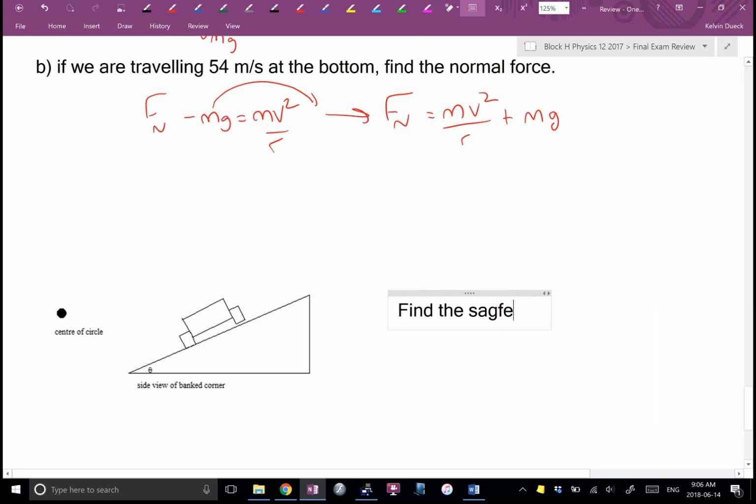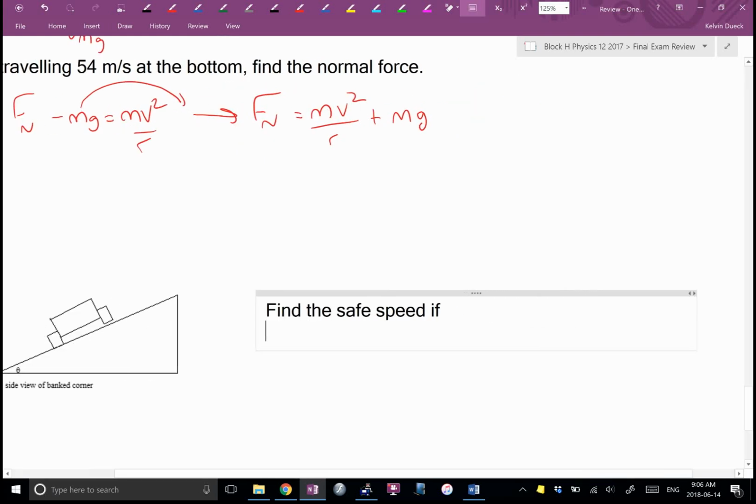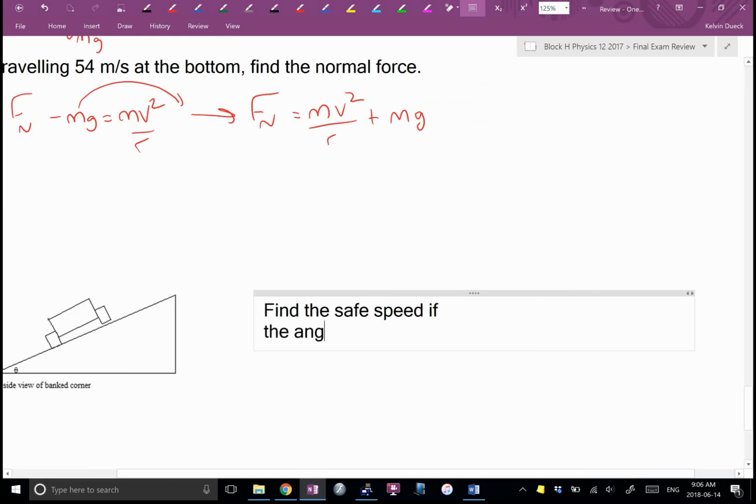Find the safe speed if the angle is 26 degrees and r equals, I'm just making up numbers. This could be terrible. This is what happens when I make up numbers. 91 meters.